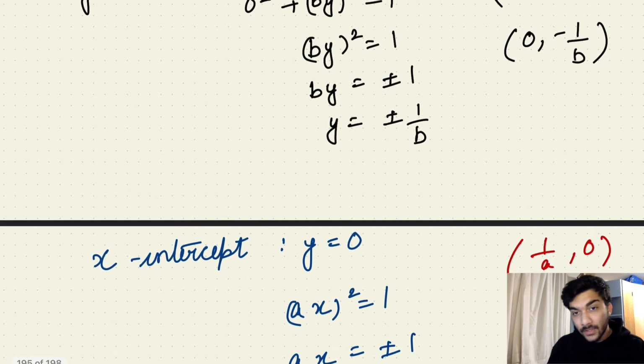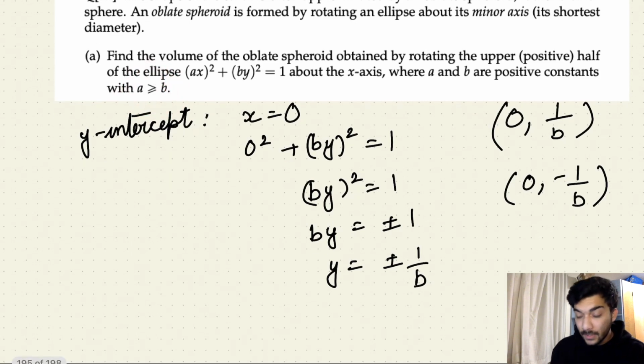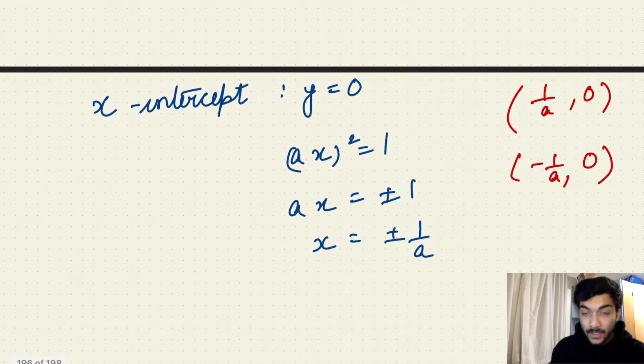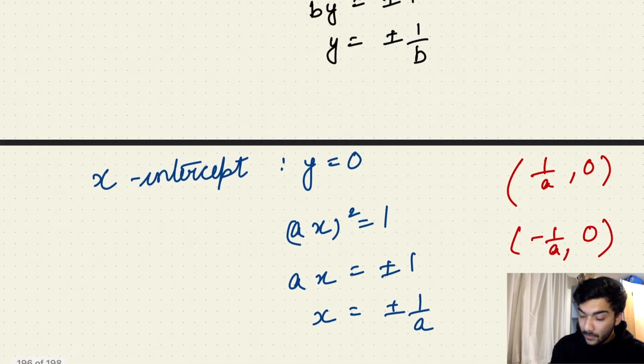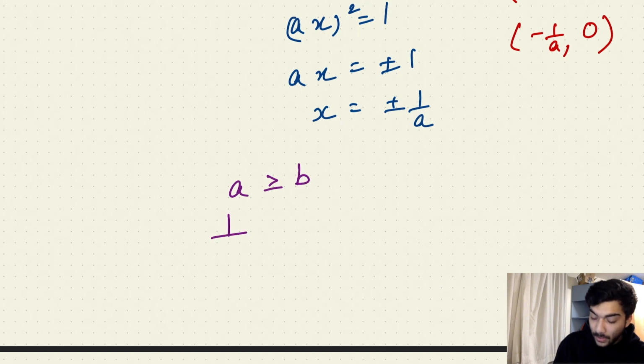We know about the basic shape of the ellipse. So in this case, before sketching the graph of your ellipse, you will first identify your major and minor axis, and you have been provided in this question that a is greater than or equal to b. So if a is greater than or equal to b, then 1 by a is less than or equal to 1 by b, right?